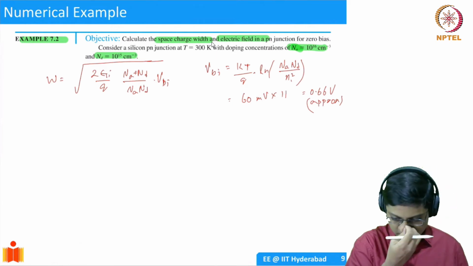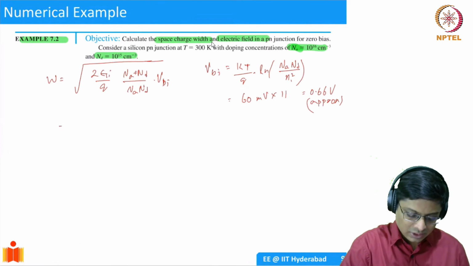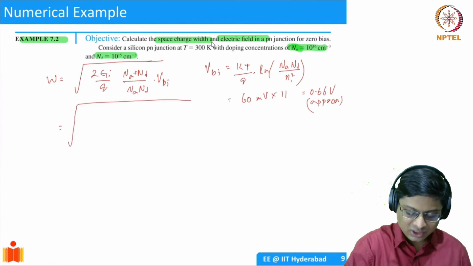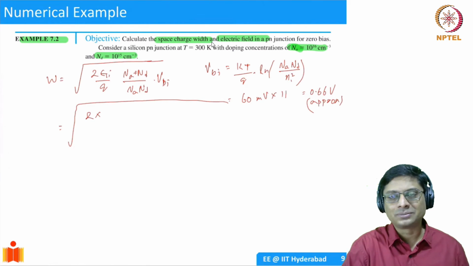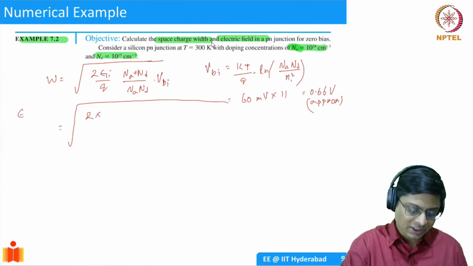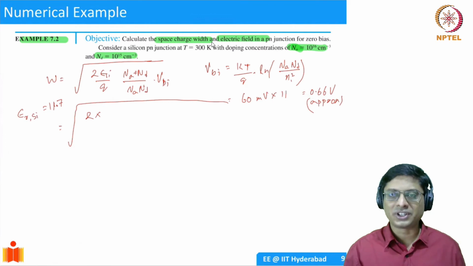So now we got the built-in voltage, so we can easily compute. I could leave it to you, but I just want you to note a couple of small things. So 2 into epsilon silicon. What is epsilon silicon? Epsilon silicon is going to be the permittivity of silicon. The relative permittivity of silicon is 11.7. Okay, I didn't tell you, but the relative permittivity of silicon is 11.7.